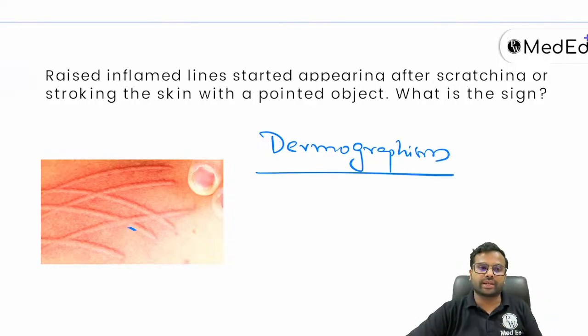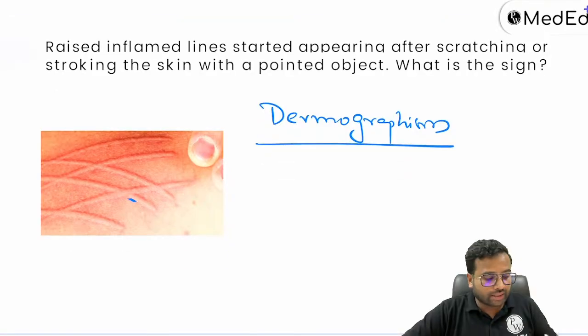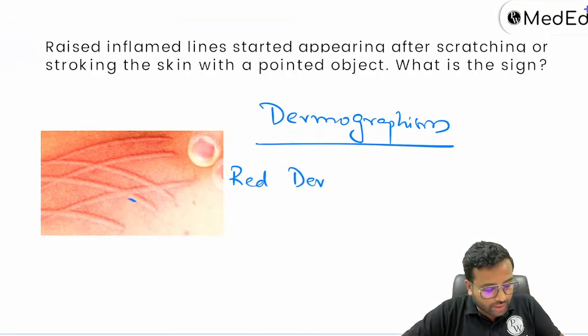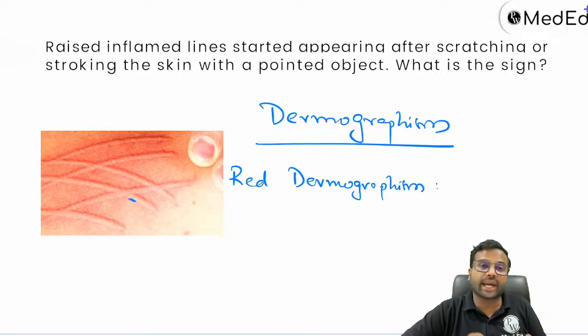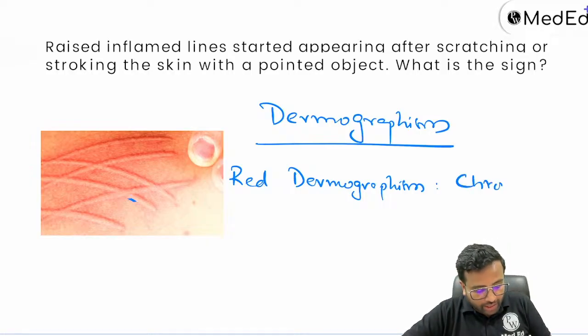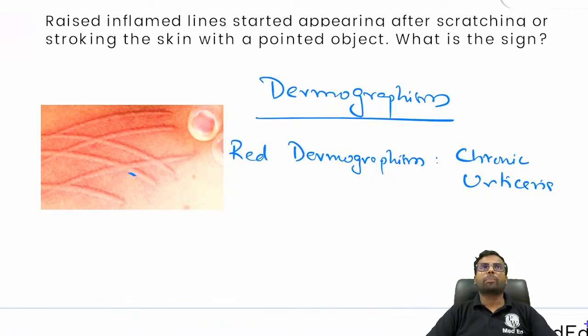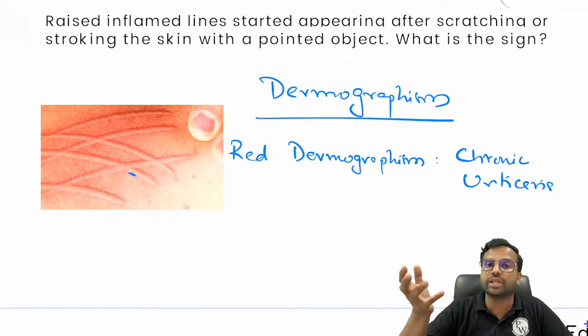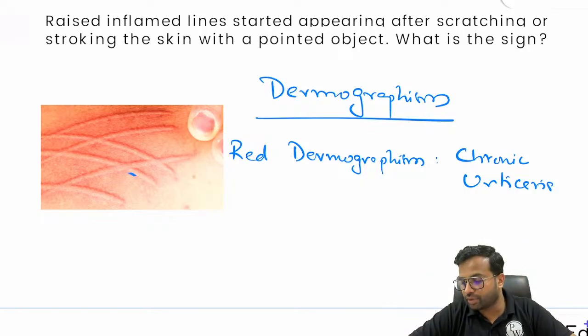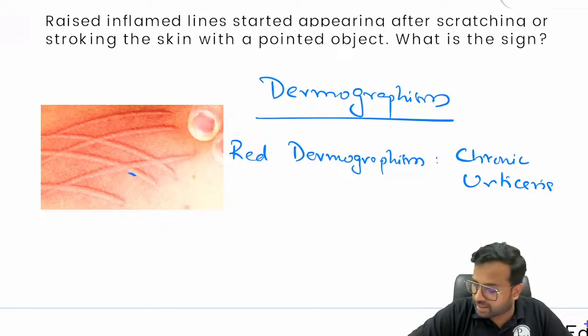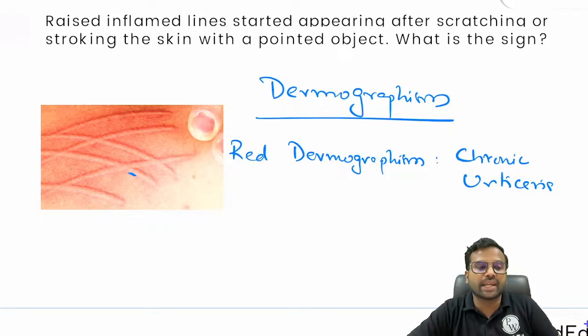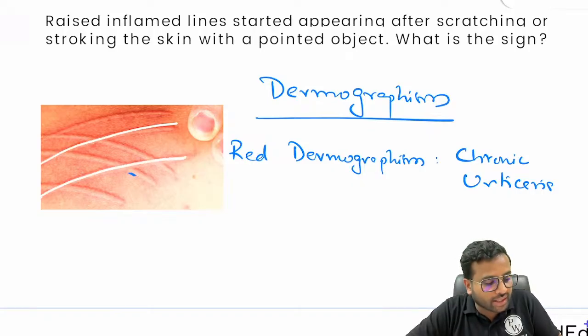To be very specific, this image is going to be red dermographism. Red dermographism can be seen in chronic urticaria. Whereas in some patients who have a chronic history of allergy, if I stroke over the skin, then instead of wheals appearing, the patient's skin may turn white in color.